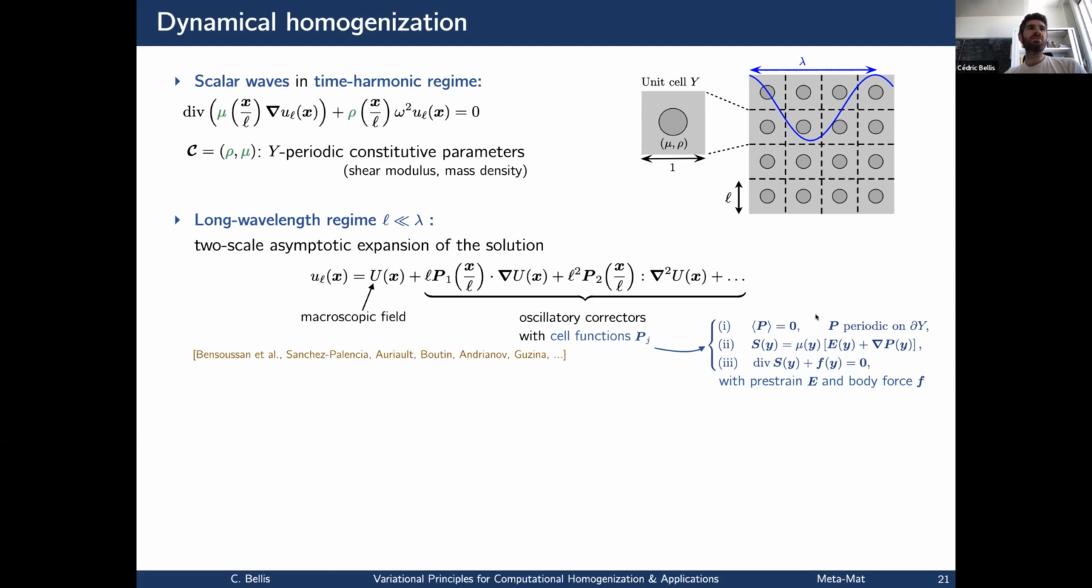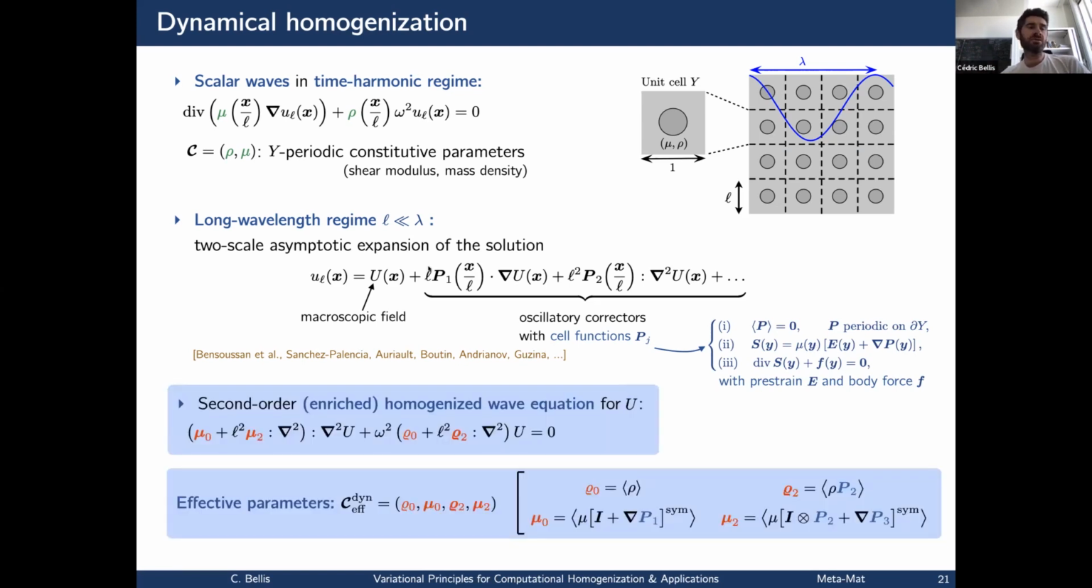All right, so doing this two-scale asymptotic expansion up to the second order, we obtain, using formal asymptotic expansion, an enriched homogenized wave equation for the mean field. So the mean field capital U solves this equation here, where at the order 0, you recognize the standard homogenized wave equation. But because we push the asymptotic expansion to the second order, we have some higher order derivatives that govern the equation for the mean field.